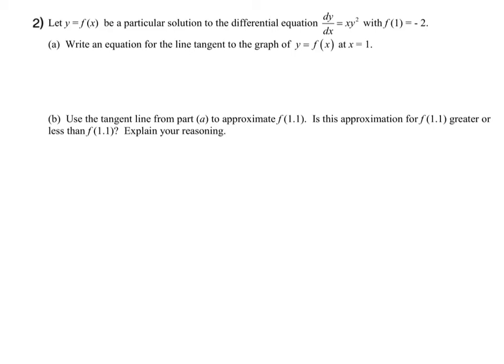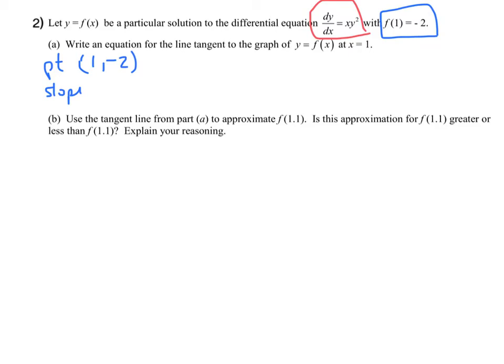So we want to look at what they gave us, because we know in order to write the equation of the line tangent, we need a point and we need our slope. Okay, so look at what they give us. They give us here that f of 1 is negative 2. So that's enough for our point. So 1, negative 2 is a point on the graph. They don't give us f prime, but in fact they do give us dy dx. So dy dx is, of course, what we know is slope.